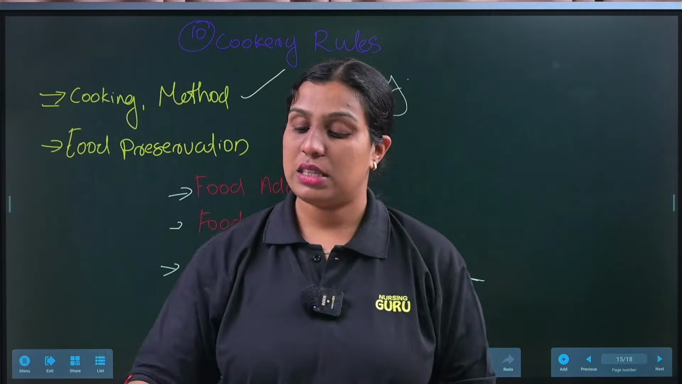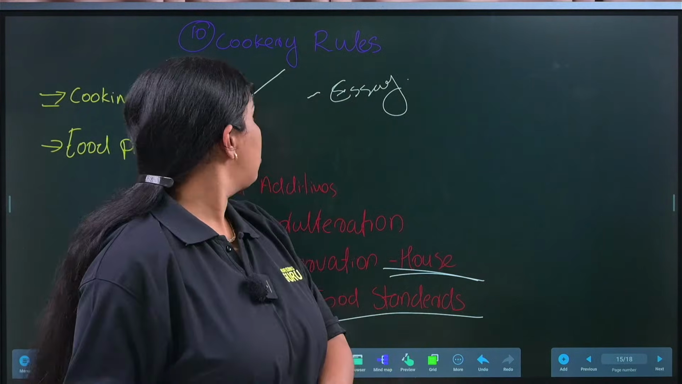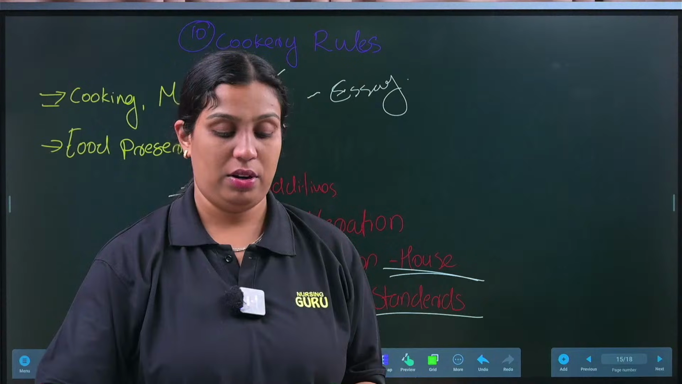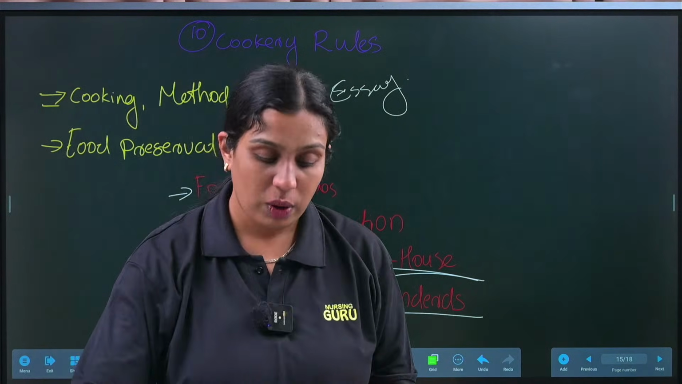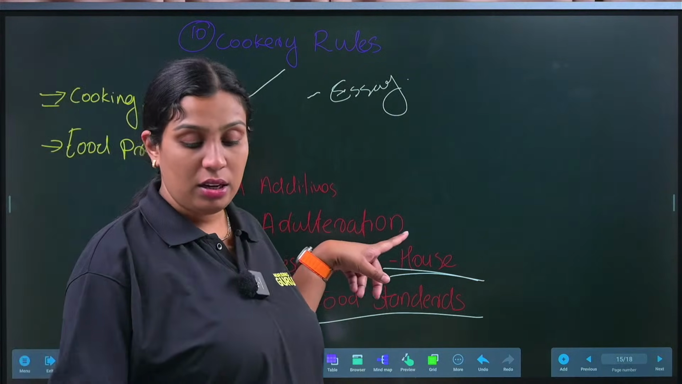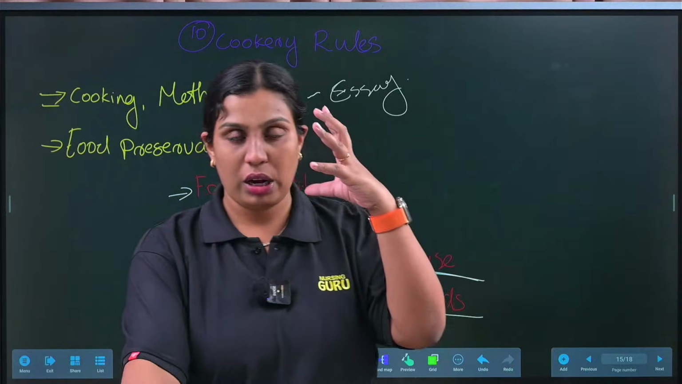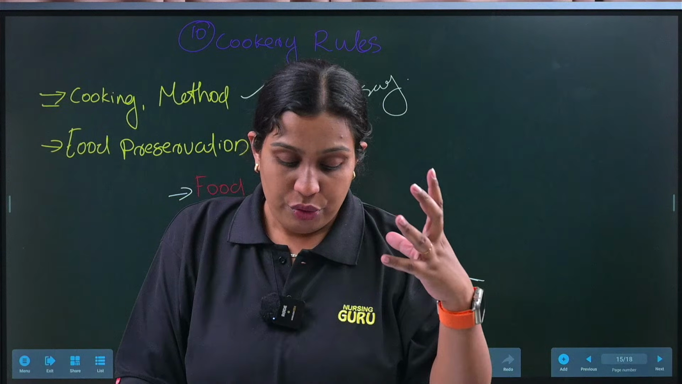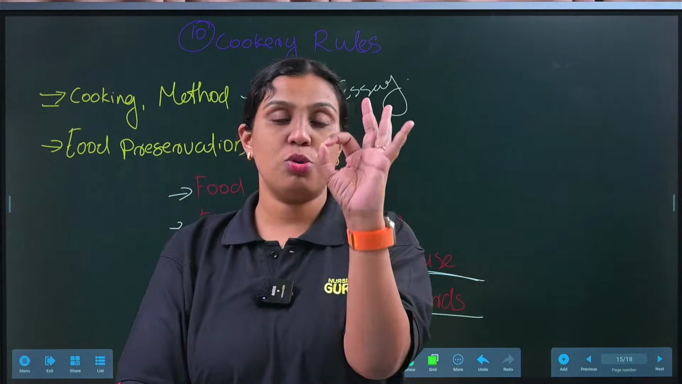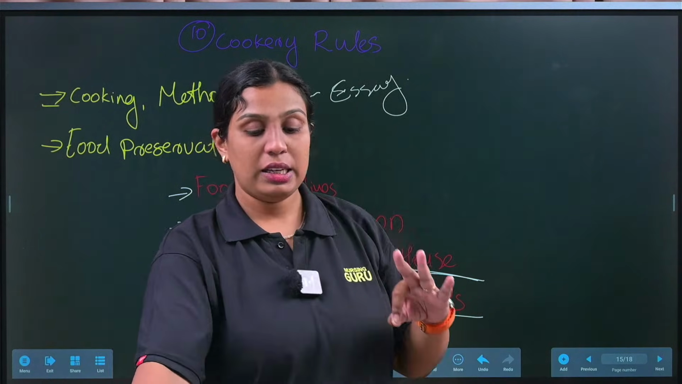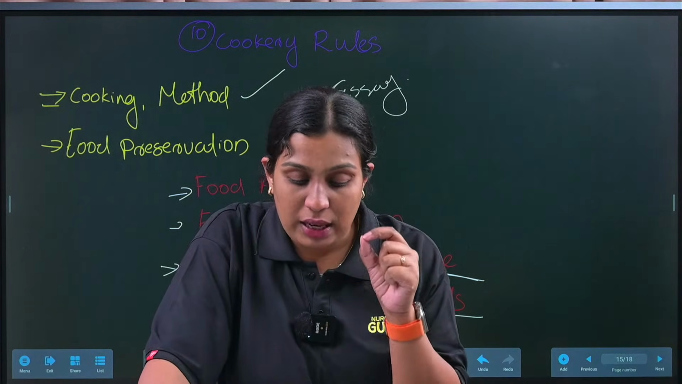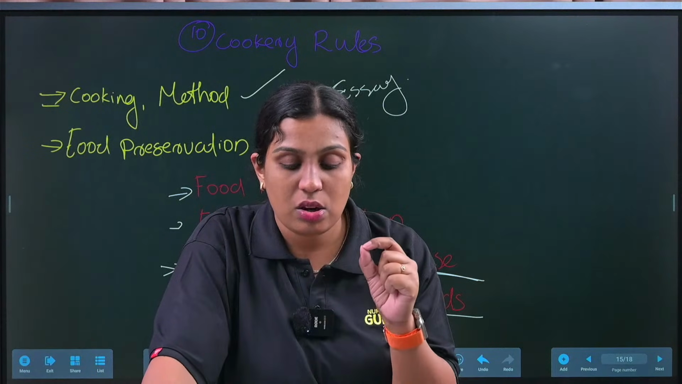Then next, which is the next unit? Next unit, that is unit number 11. That is talking about food additives and food adulteration. So do you have any idea about food additives and food adulteration? A food additive is a substance that is added to the food to enhance its flavor or appearance, or to preserve it.